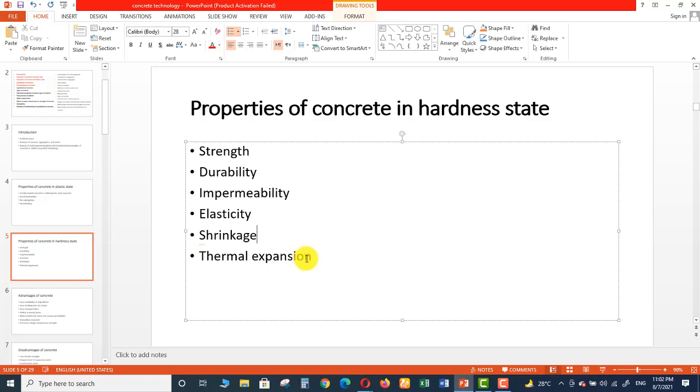So the next and last property of concrete in its hardened state is thermal expansion. A hardened concrete should possess least coefficient of expansion. The thermal expansion value should be least for a concrete when it is in its hardened state. So these were some properties of concrete in its hardened state.